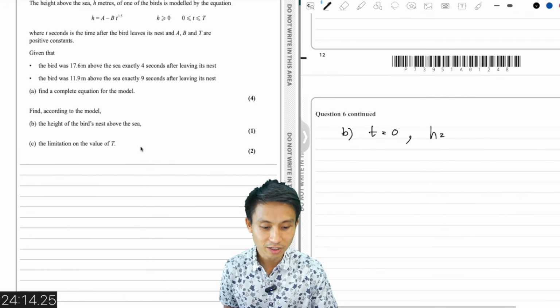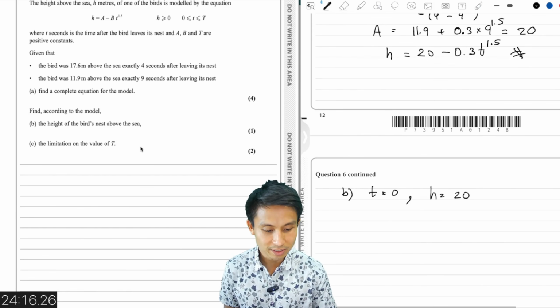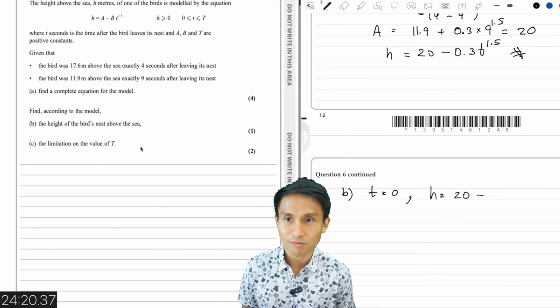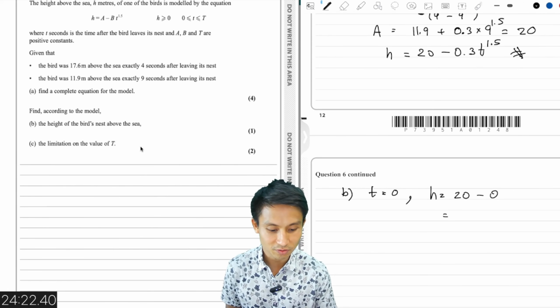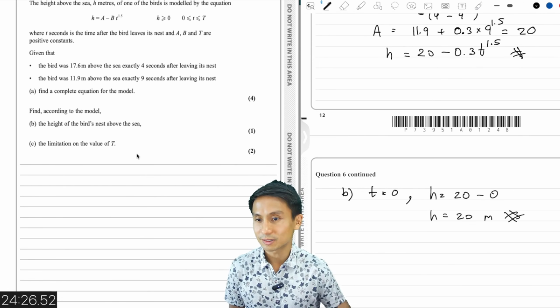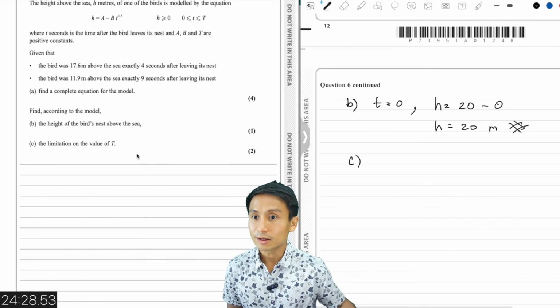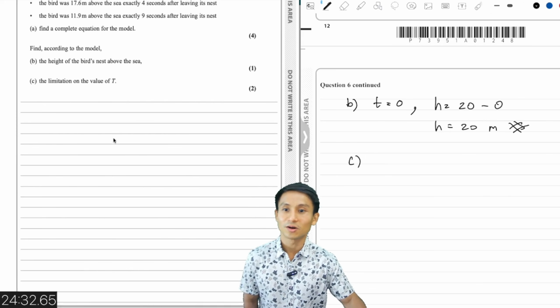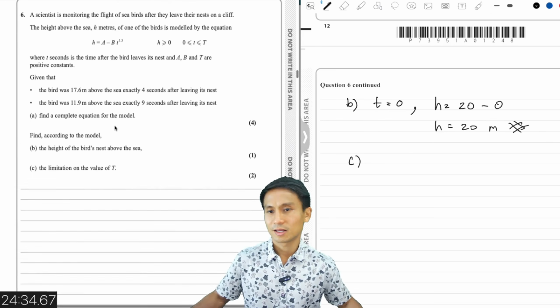So we get h equals 20 minus, so if we put 0 to t, that's going to be 0 to the power of 1.5, so that's going to go to 0. So it's 20 meters here. Yep, 20 meters. Do we have the right units here? Yep, h meters, yeah.